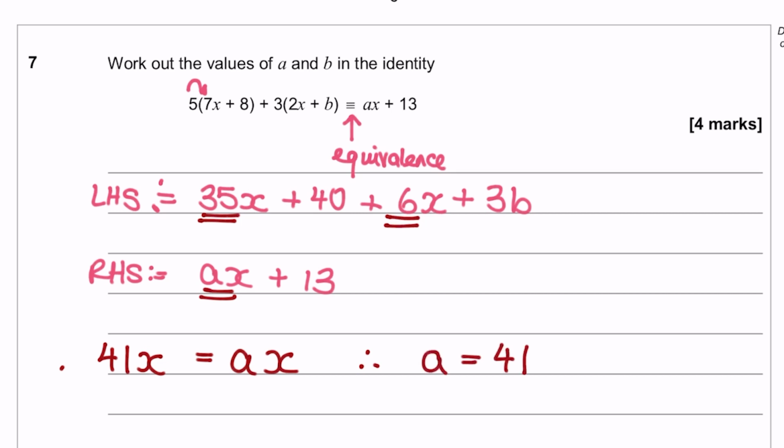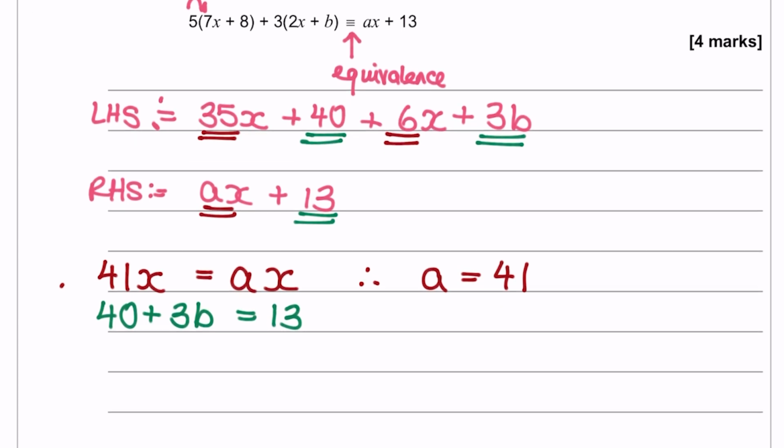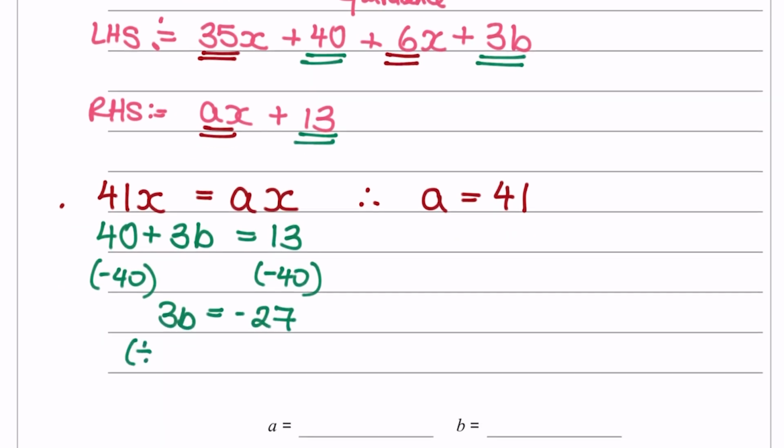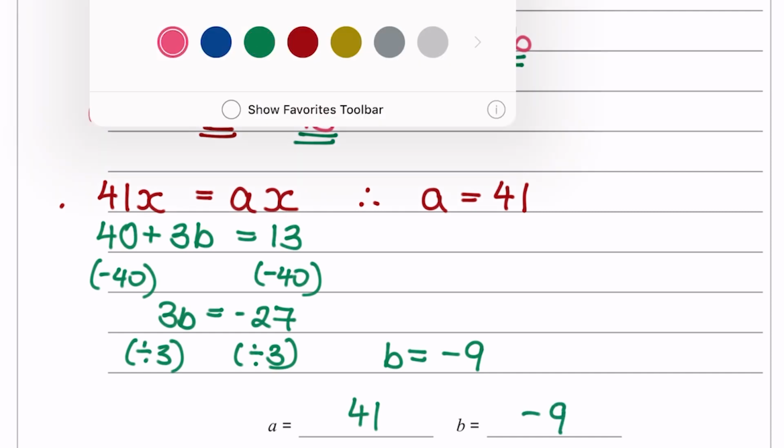And then the bits that are not X's, we've got 40 plus 3B on the left-hand side, and that's equal to 13 on the right-hand side. So we can solve that, minus 40 from both sides. Gives us 3b equals minus 27. We can divide by 3 on both sides, leaving us with b equals minus 9. So 41 and minus 9 are our final answers there.